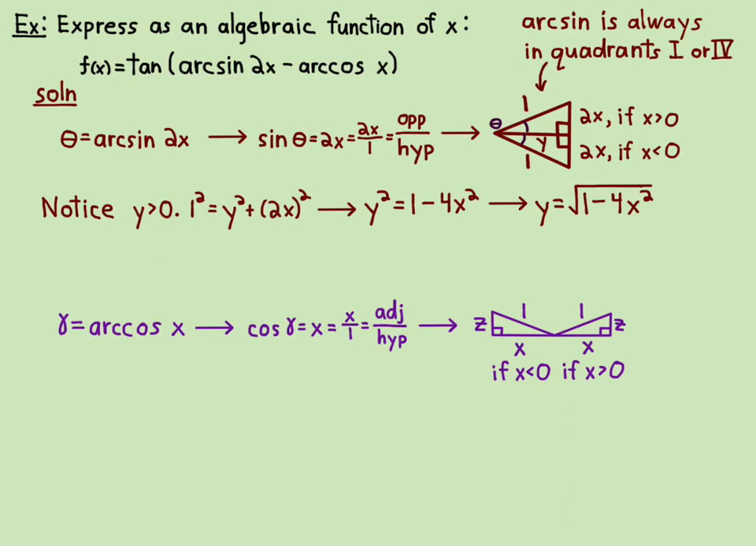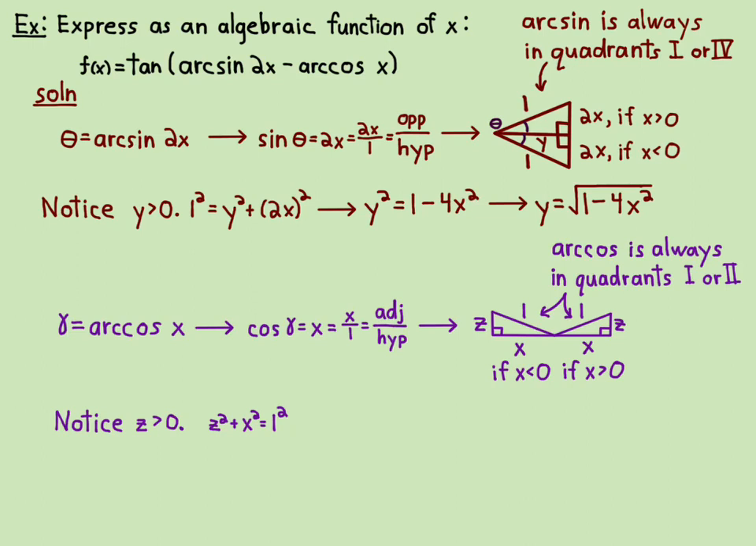And the reason is because the arc cosine is always in quadrants 1 or 2. So the z has to be positive. Okay. The original number x could be positive or negative, though. But that really won't matter because we're trying to solve for z. Okay, so notice z is greater than 0, just like y was in the previous one. So we've got the sum of the squares of the two legs, z squared plus x squared equals the hypotenuse squared, which is 1 squared. Solving for z squared, we get z squared equals 1 minus x squared. And then we know z is positive, so we don't get the plus and minus square root, we just get the plus square root. So z equals square root of 1 minus x squared. And that's really important to know that you only get the positive one.